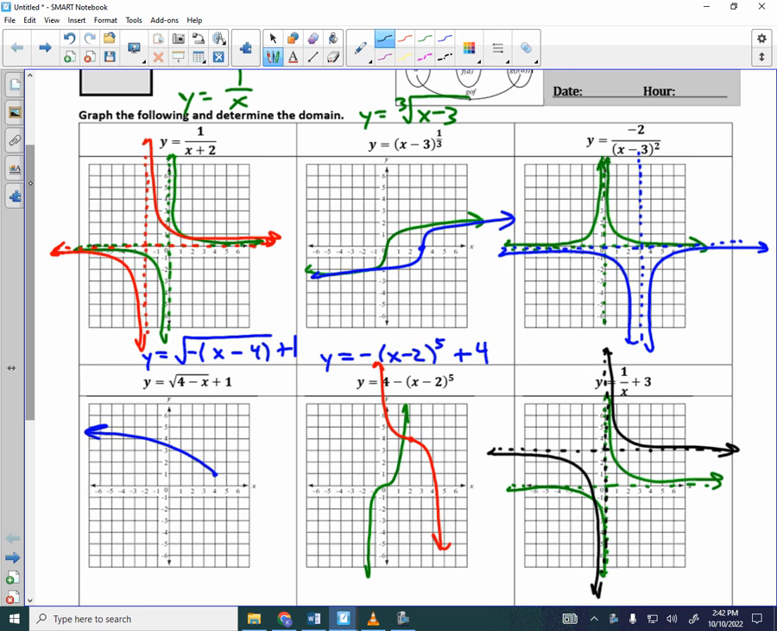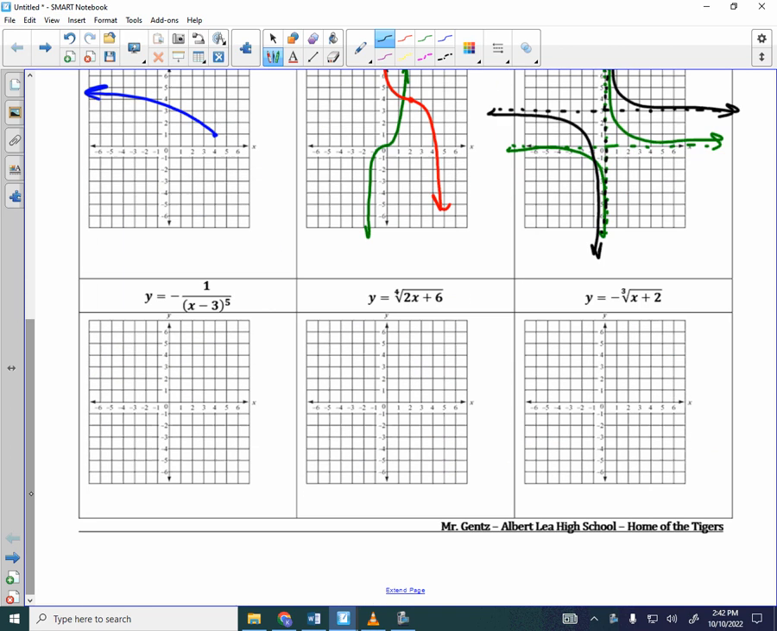Okay, the odd is what makes it in opposite quadrants. The even is what makes it in the same quadrants. See that? So if you see an odd power in the denominator, then it's going to be opposite. If it's an even power, it's going to be in the same. So the parent function looks like this.